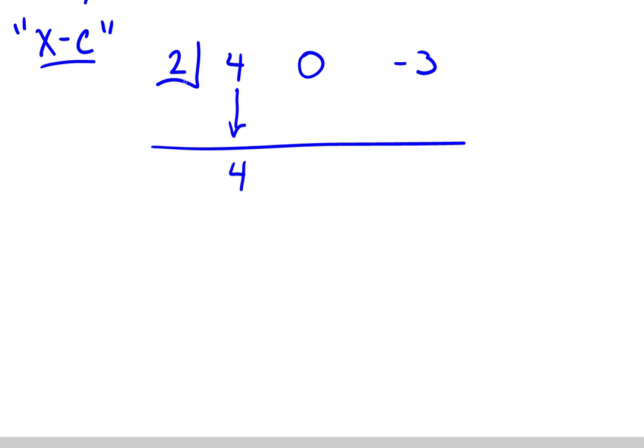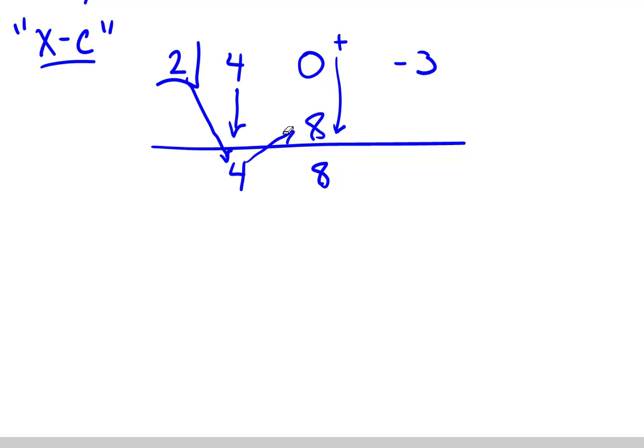Okay, so we're going to start with our c value 2. We're going to bounce down and multiply it by the 4 that we have beneath the line, and put the result up in the next spot under the 0. So 2 times 4 is 8. We'll put that result under the 0. Now we'll add straight down. 0 plus 8 is 8. And then we start over.